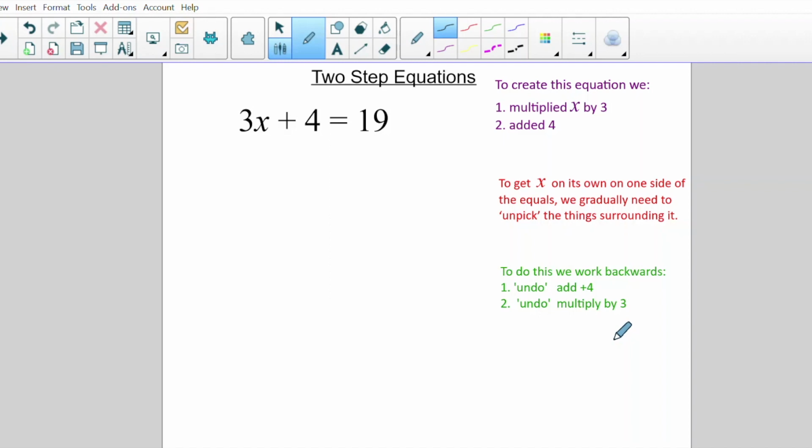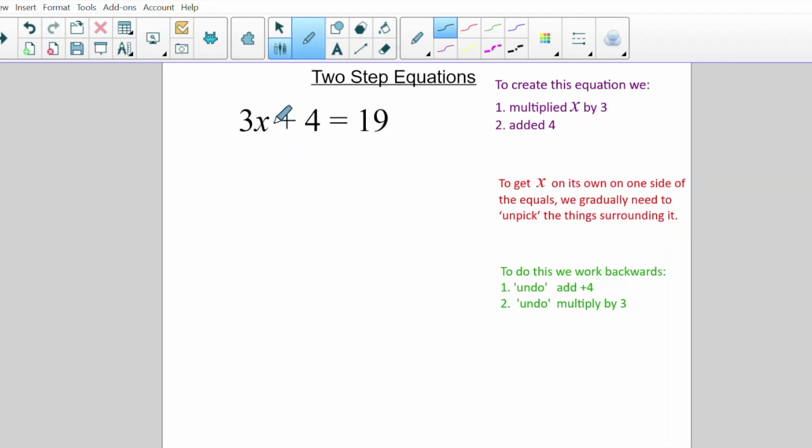Okay, so moving on to two-step equations means that we're going to have to do slightly more work to solve the equation. If we have a look at this equation, if we look at the left-hand side, let's look at how that left-hand side was created. Okay, we can see that first of all we multiplied by 3, so we multiplied the x by 3 and then we added the 4. We know we must have multiplied by 3 first because BIDMAS tells us we multiply before we add.